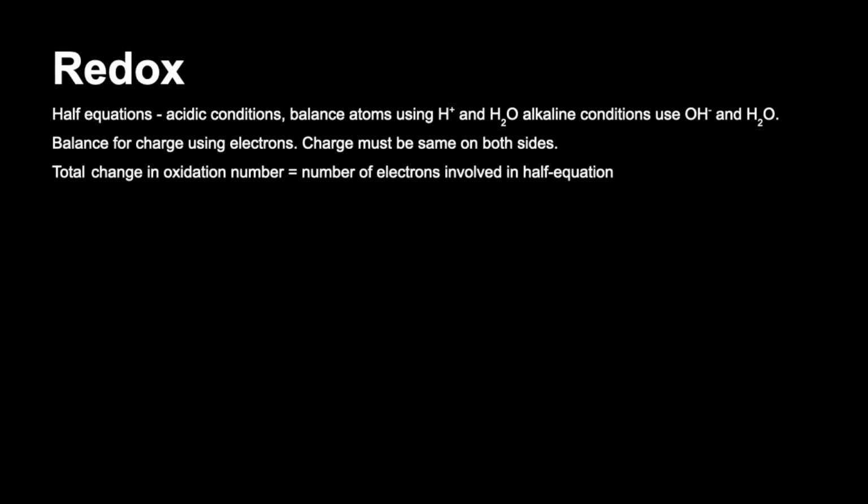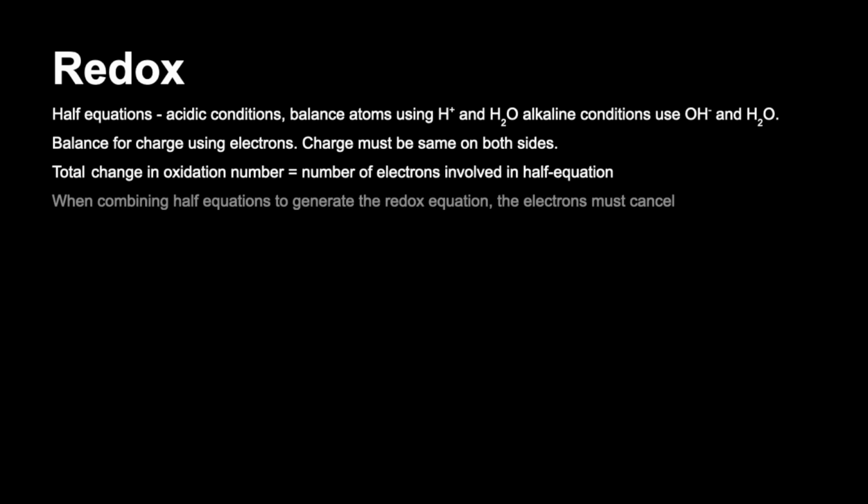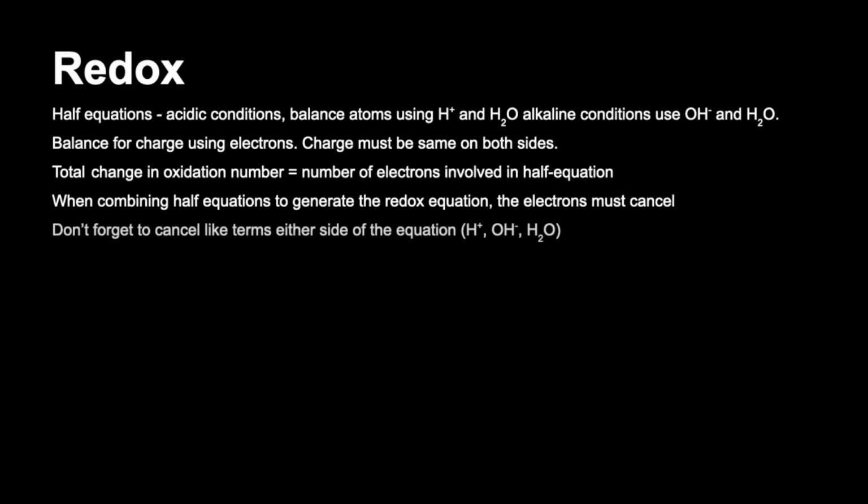Remember that the total change in oxidation number is equal to the number of electrons involved in a half equation. So if you've got manganese going from plus 7 down to plus 2, it's obviously gained 5 electrons. When you combine half equations to generate the redox equation, your electrons must cancel. So that's where you multiply out half equations to make the electrons the same on each side, and then when you add them together they're going to disappear. And don't forget to cancel like terms on either side of the equation, and they will often be H plus ions, OH minus ions and H2O.